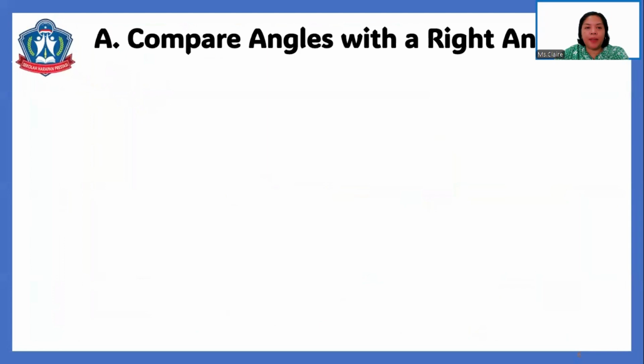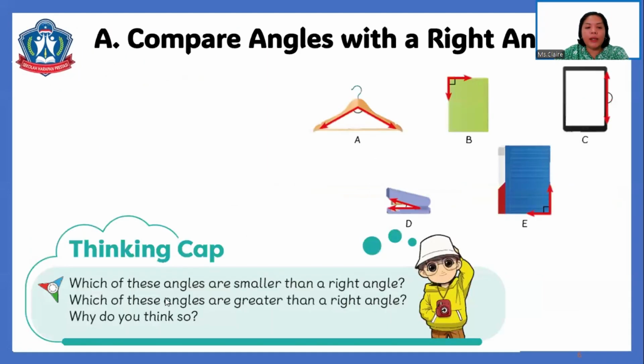Okay, let's continue, P3. We are still with these objects. Which of these angles are smaller than a right angle? If this is a right angle, smaller is like this. Yes, it is correct, angle D. Angle D is smaller than a right angle. So which of these angles are greater than a right angle? Yes, it's angle A. Angle A is greater than a right angle.